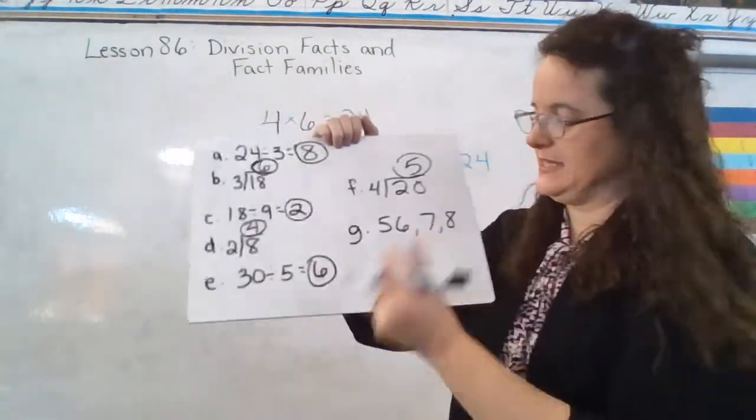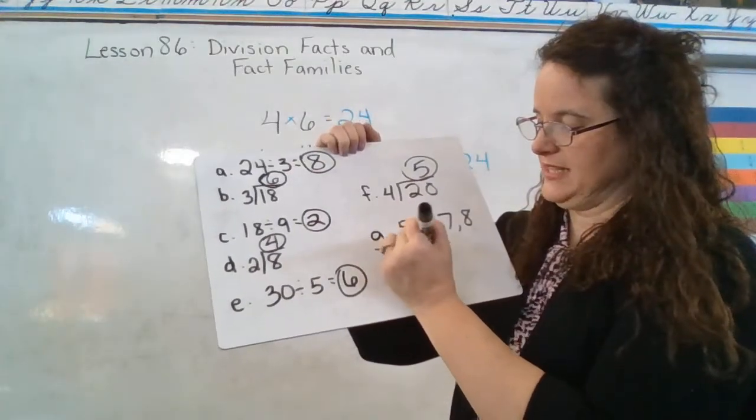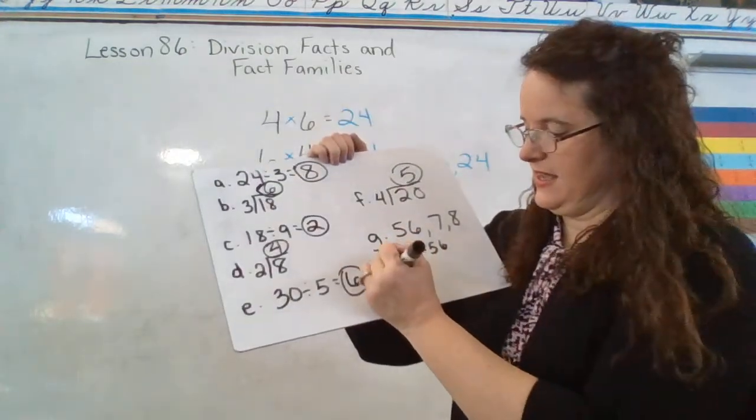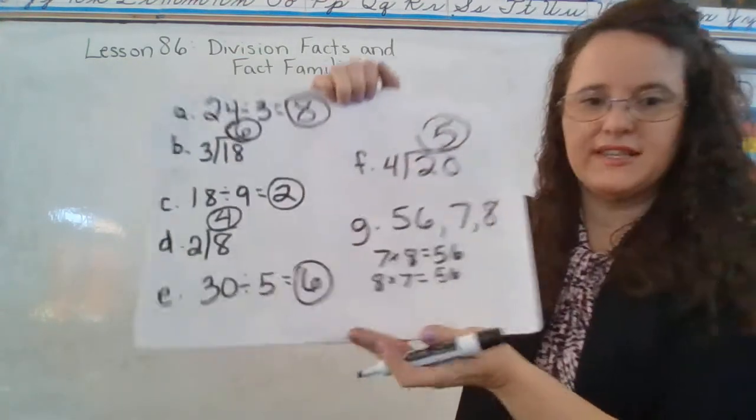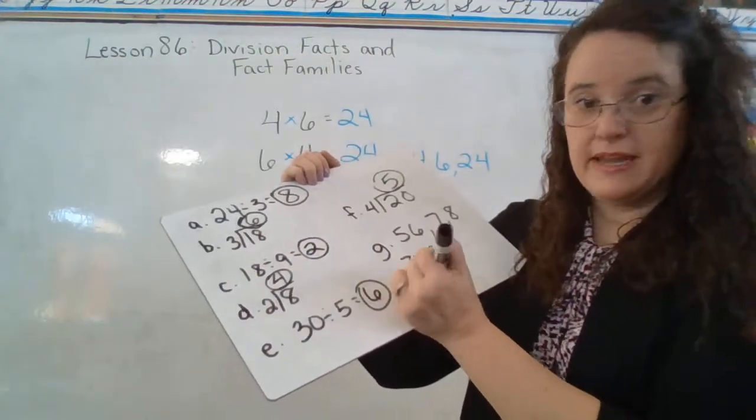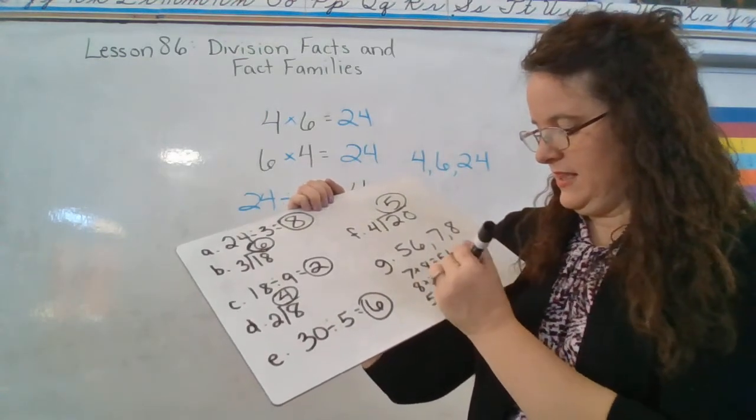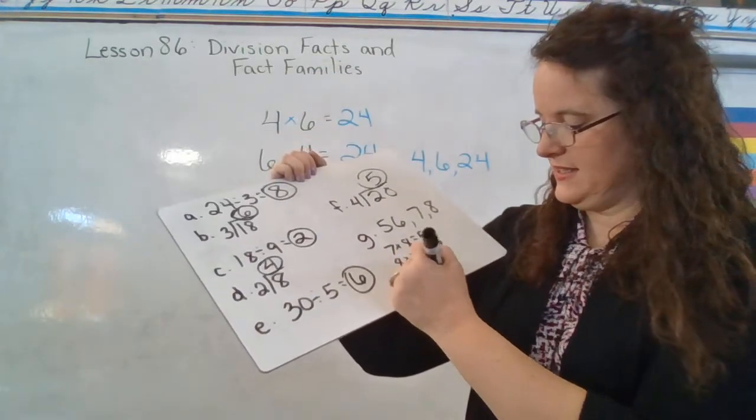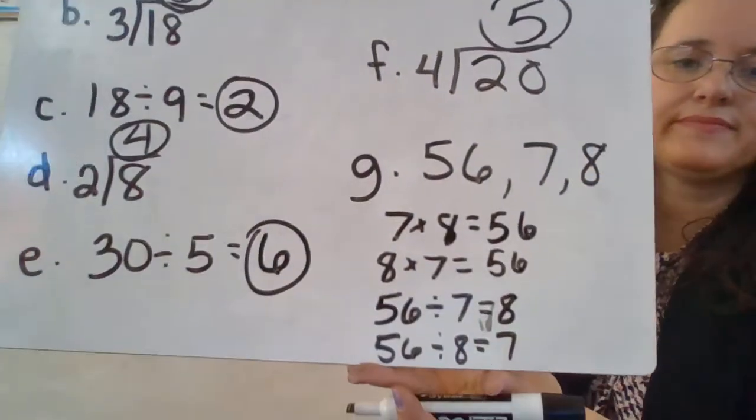And then G, our fact family. I'm going to try to write it really small so I can fit them all here. Starting with my small numbers, 7 times 8 equals 56. I can just flip-flop my factors. 8 times 7 also equals 56. Now my division problems are going to start with the big number. So 56 divided by 7 equals 8. And then 56 divided by 8 equals 7. There we go.